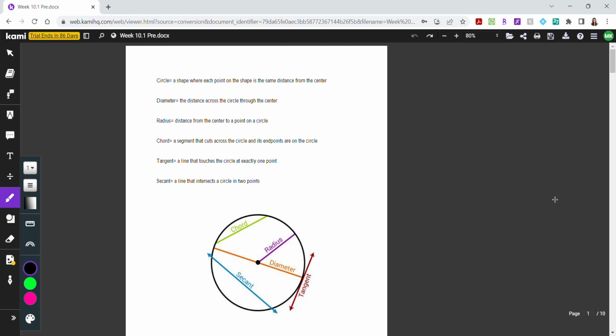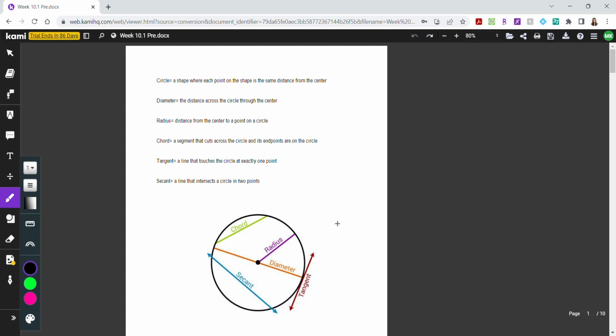Alright, so what is a circle? A circle is a shape where each point on the shape is the same distance from the center. As you can see from here to all over, it'll be the same distance. Now, the next thing we have is the diameter. The diameter is the distance across the circle through the center, right? And then the radius is actually half of the diameter, and that's really key information for you to remember, all right? The radius is the distance from the center to a point on the circle. So as you can see, the radius is half of the diameter.